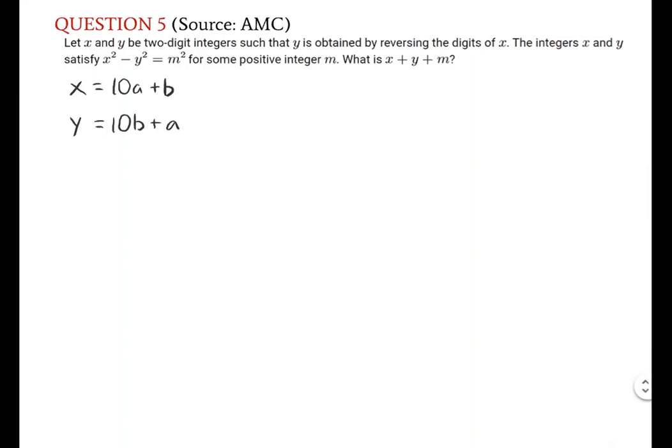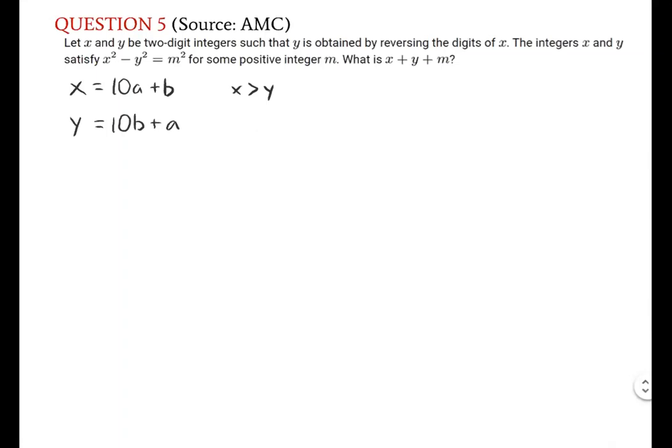And the problem says that x, y, and m are all positive integers. So that basically means that we can assume that x is greater than y, and that means a is greater than b. Wait, that's the other way around. Okay, whatever.